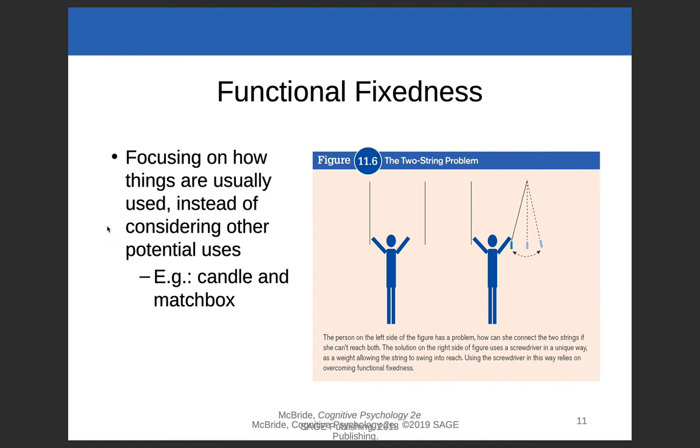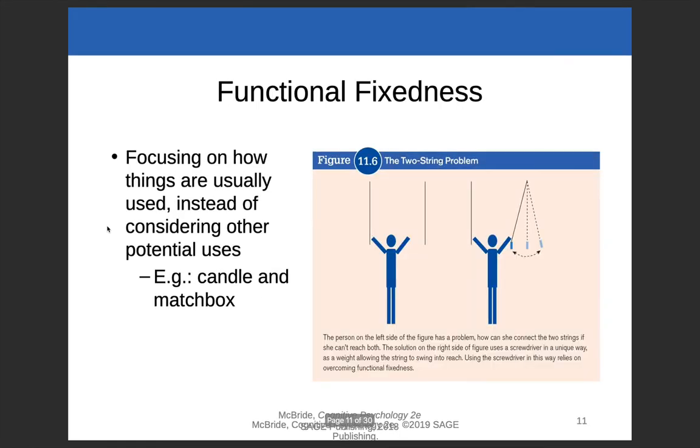So, for example, the two string problem, right? The person on the left is trying to connect the two strings, but she can't reach both of them. The solution on the right side is where the person gets a screwdriver, attaches it to the string, and then swings it. That makes the string move closer to the person. They can grab onto it and then attach the strings. That's using a screwdriver in a very unusual way.